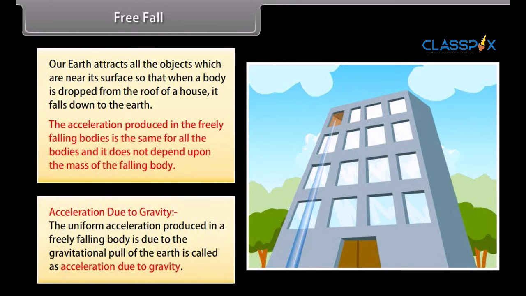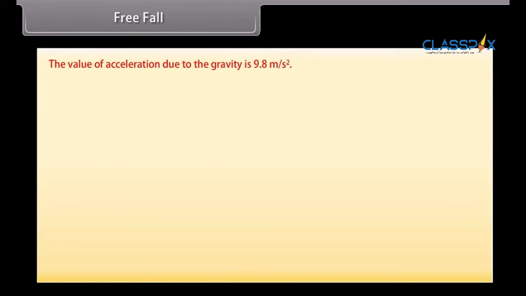Acceleration due to gravity. The uniform acceleration produced in a freely falling body is due to the gravitational pull of the earth. It is called acceleration due to gravity. The value of acceleration due to gravity is 9.8 meter per second squared.